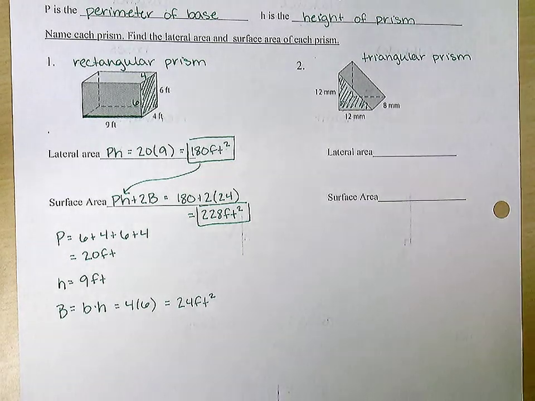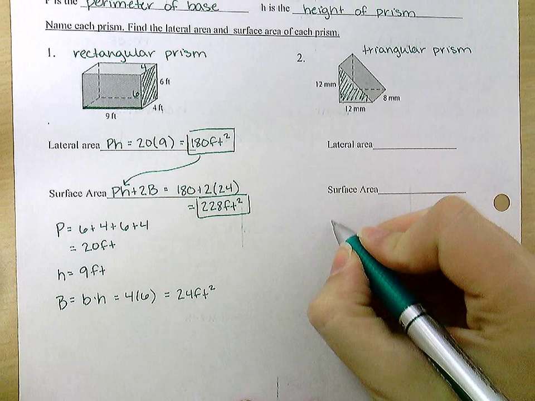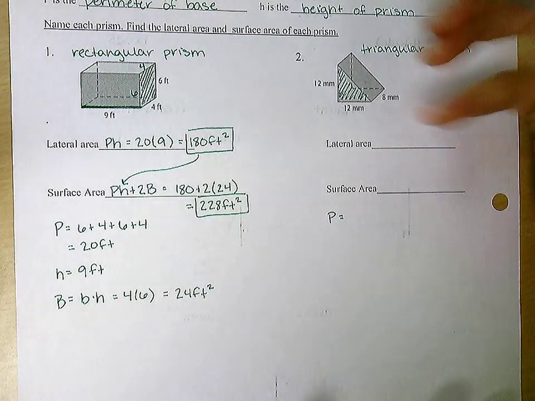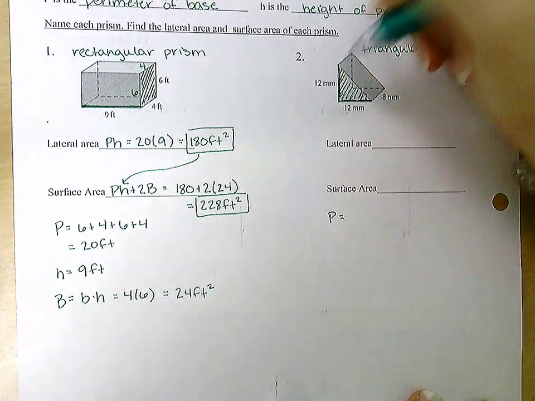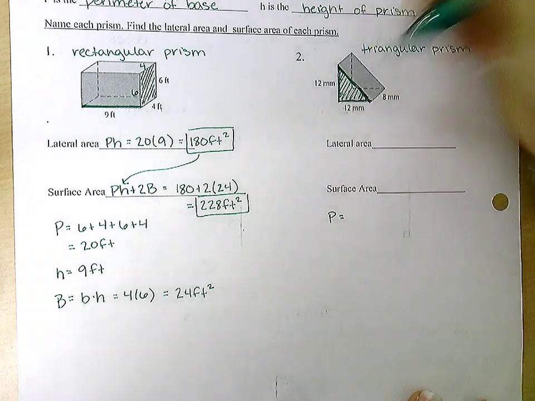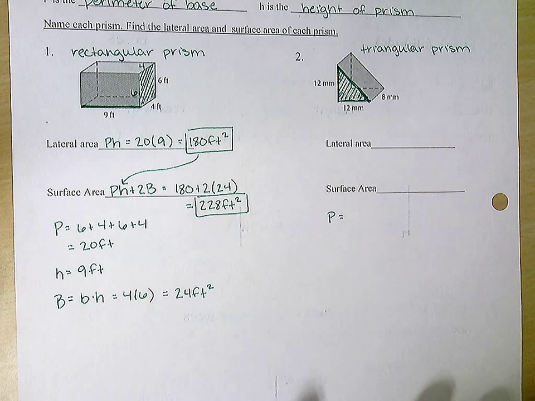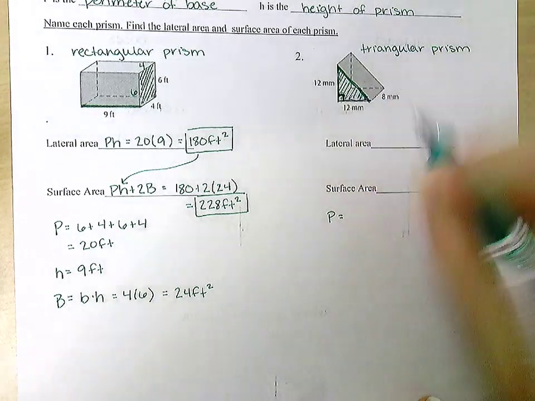So now that I've located the base and named my prism, I can now find P, H, and B. P again is the perimeter of the base. Well, if I look at my triangle here, I don't have this side. I only have two sides. I need the third side in order to get the perimeter. This is a right triangle. How do I solve for this third side?